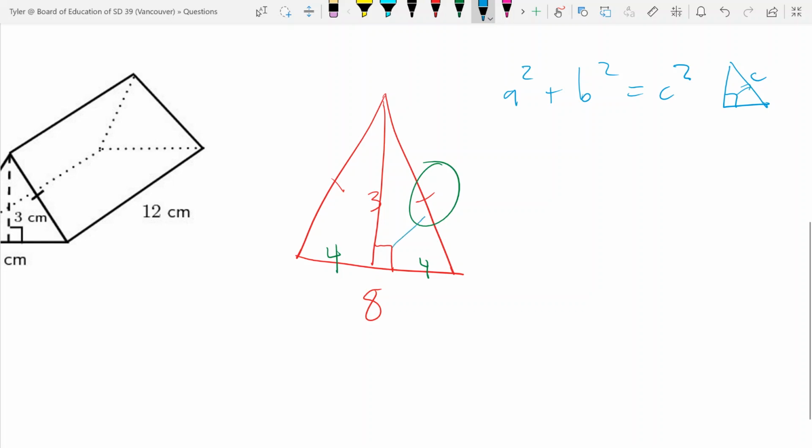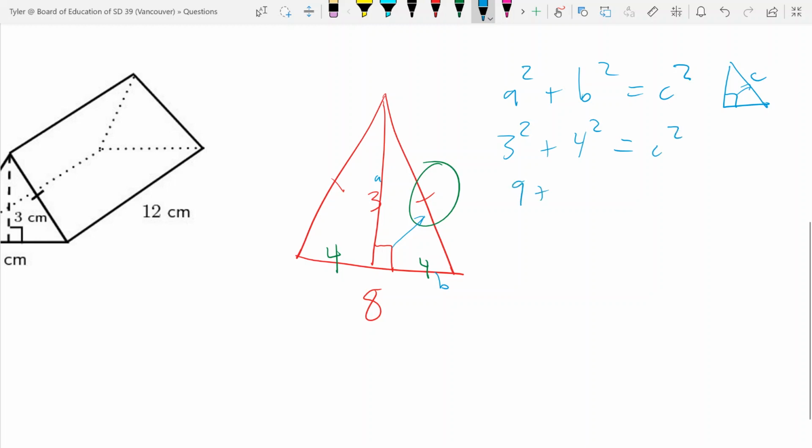So when we look at this question, it's set up pretty nice. This 3 would be this side, 4 is here. This is the hypotenuse, that's c. So let's fill in the numbers in our equation so we can find the answer. So a will be this side and b will be this side. So 3 squared plus 4 squared is equal to c squared.